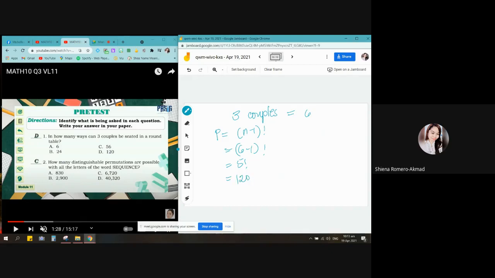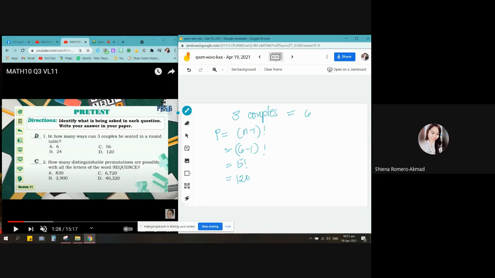Some of you might be confused in number 1. Sabihin, di ba dapat ano yun? Ang 3 minus 1, dapat 2 factorial yun. Hindi po. Kasi ang sabi lang naman, they are going to sit around the table and walang sinabing kondisyon na dapat magkakasama sila or magkakatabi sila. Okay?